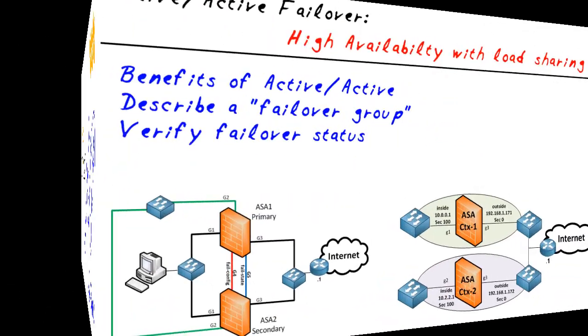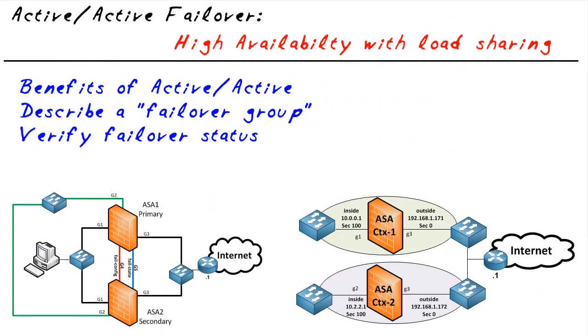Let's jump in. In this nugget, we get to take a moment and take a look at the benefits of active failover on a Cisco ASA firewall, including how we use failover groups to accomplish this and also verify the failover status at the command line interface. Let's start at the beginning.